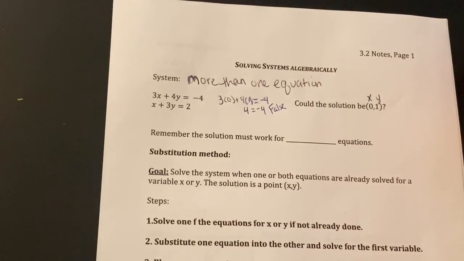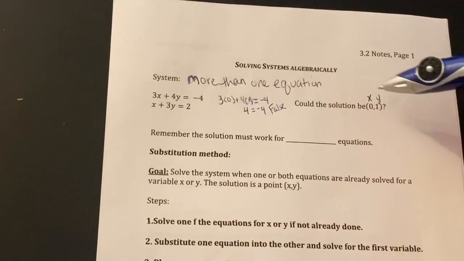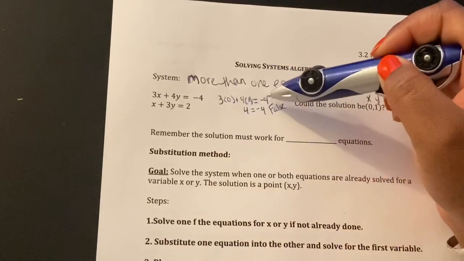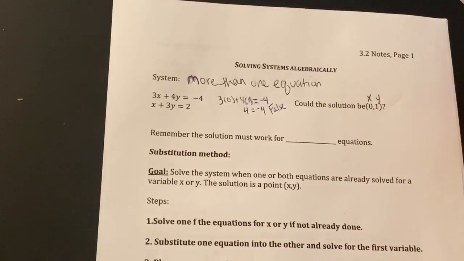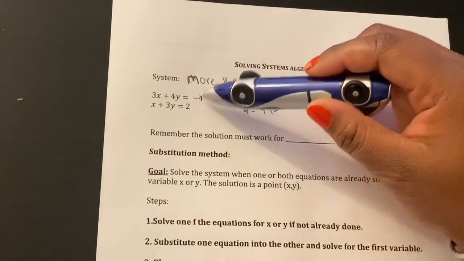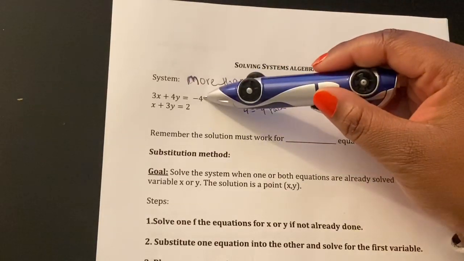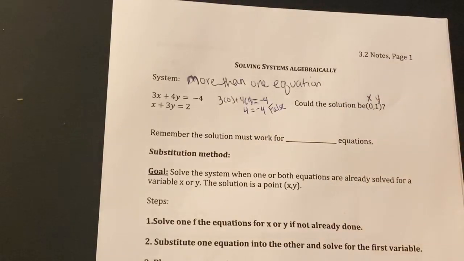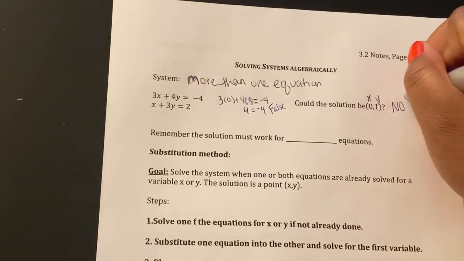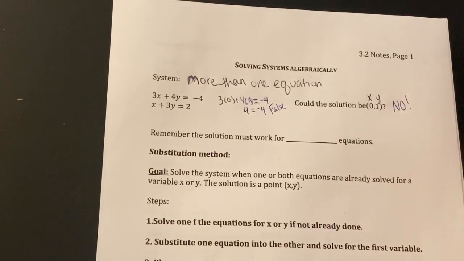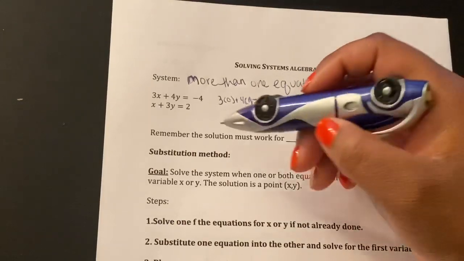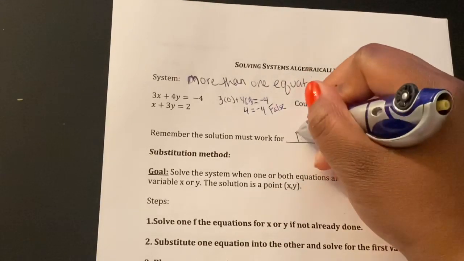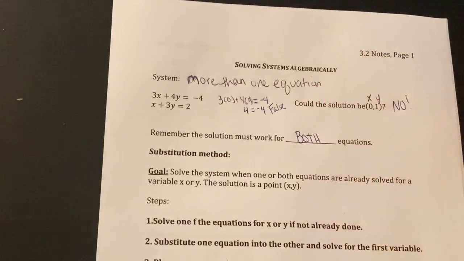I can stop there. In the beginning, I said you have to plug in the point into both, but if it does not work for one, then it doesn't matter because it cannot be a solution to the system because it must work for both. So because it did not work for the first equation, I do not need to plug it into the second equation because I know that the point (0, 1) is not a solution to this system. So the key here is to remember that the solution must work for both equations. Okay, it must work for both equations.